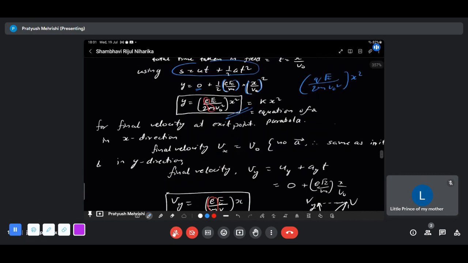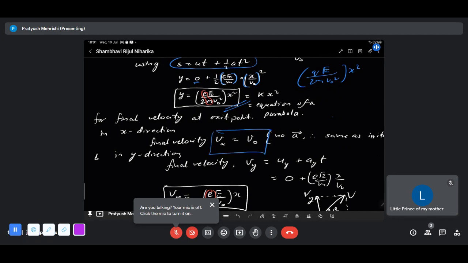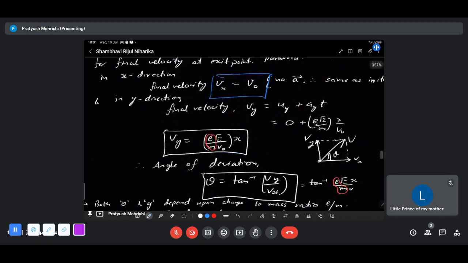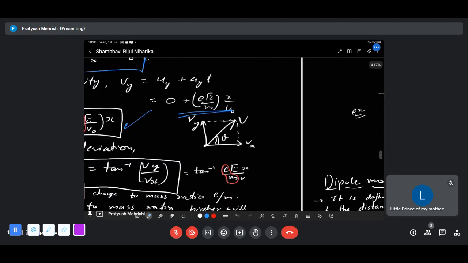So ultimately, we are getting an equation of parabola. And what will be the final velocity? For final velocity, first find out the final velocity in x direction. That will be the same, v naught, in x direction. And in y direction, v equal to u plus at. U is 0, so a into t. This we did here. Therefore, total velocity will be under root of vx square plus vy square.